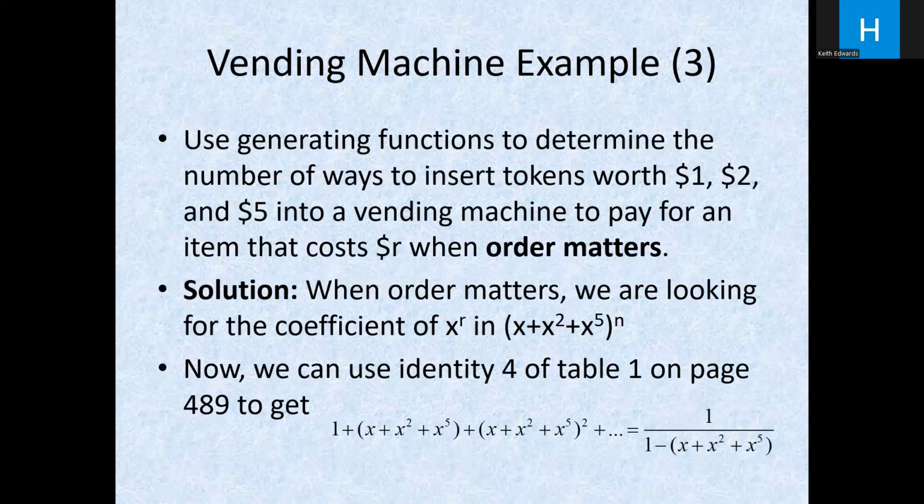When order matters, we're looking at the coefficient of x to the r in x plus x squared plus x to the 5th. Here, the order in which you insert them matters. It matters if you insert the 2 before the 5, and it matters if you insert the 5 before the 2. In this case, we would use identity 4 to get the generating function for that, and it would work out to 26.